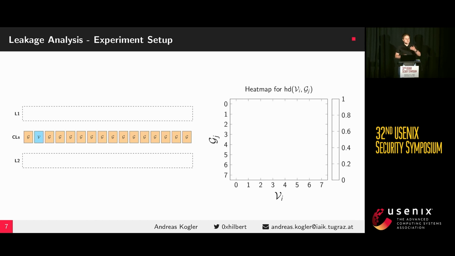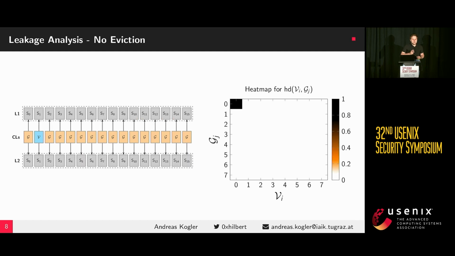This means if we split the cache line of the guesses and the cache line of the victim into 8 equal-sized parts, we will see leakage between those different blocks. For example, if we simply place each of those cache lines in an individual L1 set and L2 set, we don't have any eviction happening on the system. But still, due to the loads, we observed that already in the top left corner, you see that the lower part of the cache line of the guess is leaking to the lower part of the cache line of the victim.